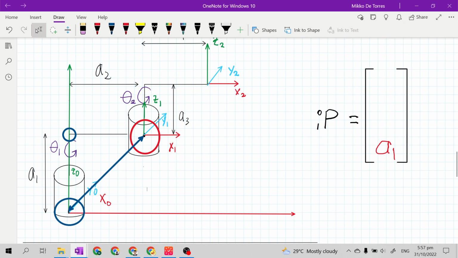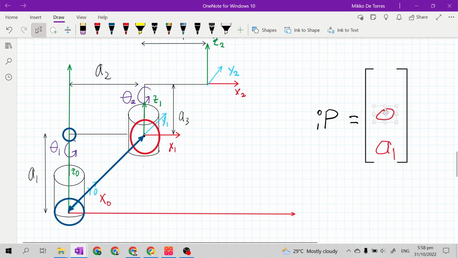Next, we will go to the axis of y sub 0. Again, y sub 0 is pointing backward. So we can't measure the distance or how far frame 1 is to frame 0. That's why the y coordinate is 0.